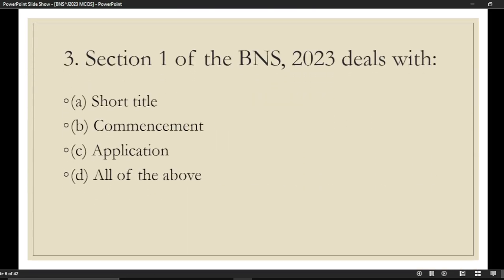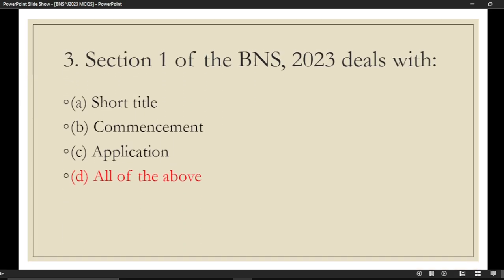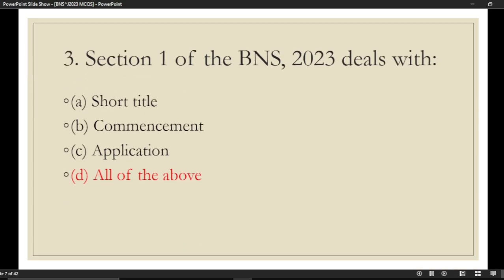Question number 3. Section 1 of the Bharatiya Nyaya Sanhita deals with option A, short title, option B, commencement, option C, application, or option D, all of the above. So if we see section number 1, it talks about the short title, commencement as well as the application. This has been given under the heading itself.